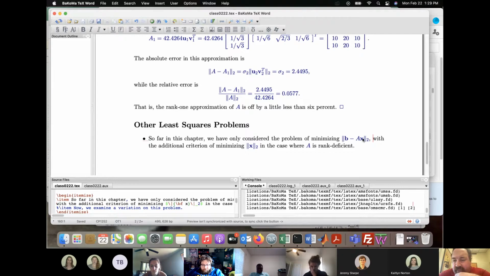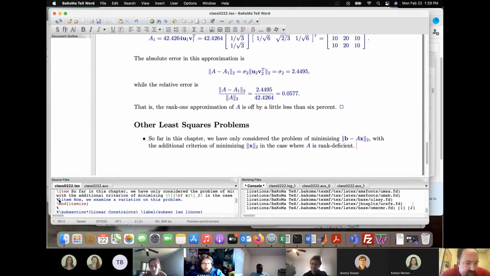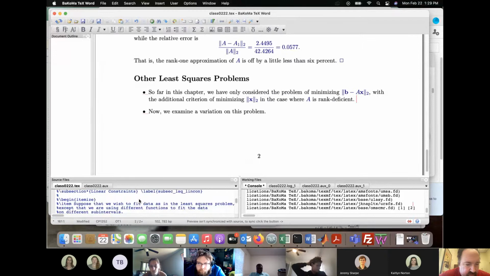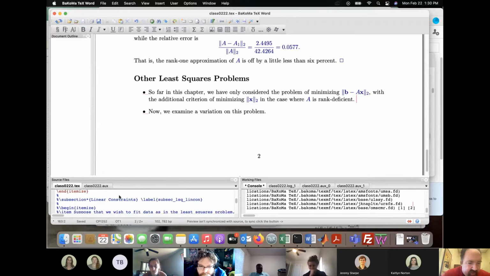So if Ax equals b has infinitely many solutions, we can pick a unique one by making the norm of x as small as possible. Whereas if A has full column rank, there's a unique solution to this, and that's from using normal equations or the QR factorization. So now I want to try a variation on this problem for full rank least squares. It's a least squares problem with linear constraints.